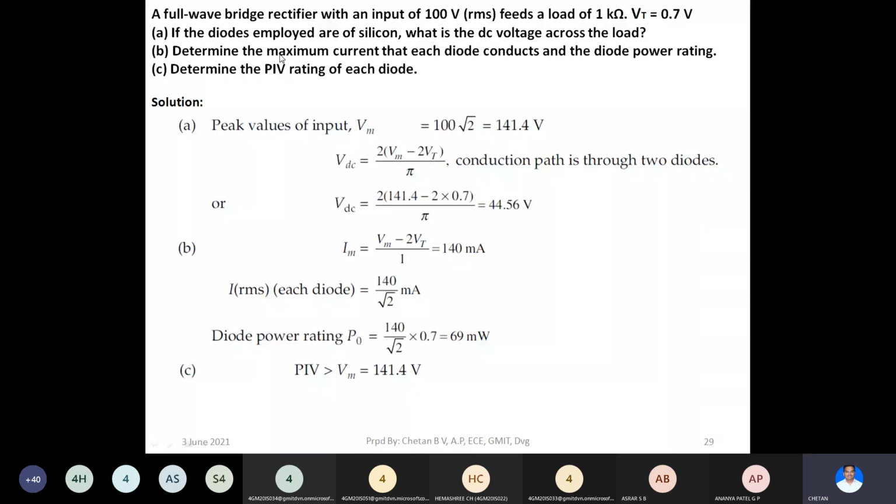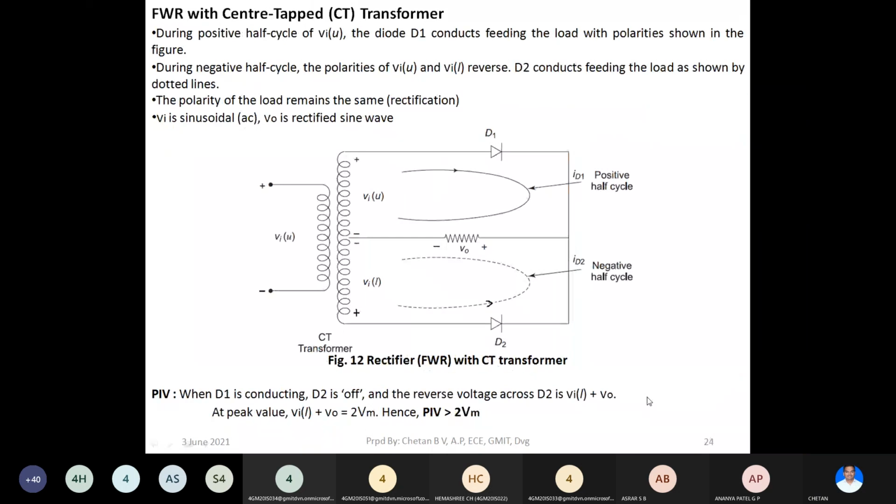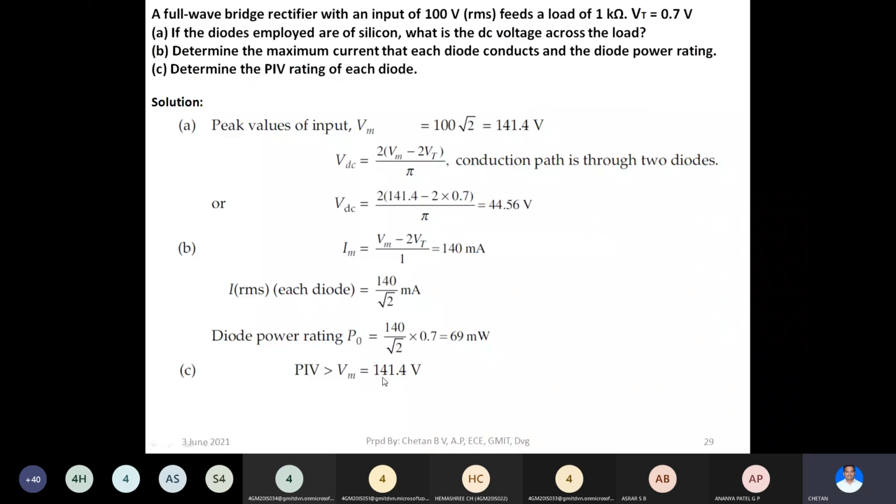The third one is to determine the peak inverse voltage rating of each diode. So the peak inverse voltage, the formula for this bridge rectifier, is greater than Vm, or else you can take this as nearly equal to Vm. So that is found to be 141.4, which is already calculated here. I hope this problem is clear to you. Next, we shall move further.